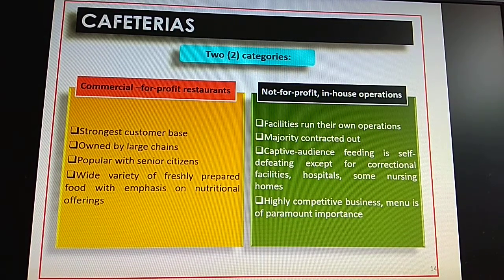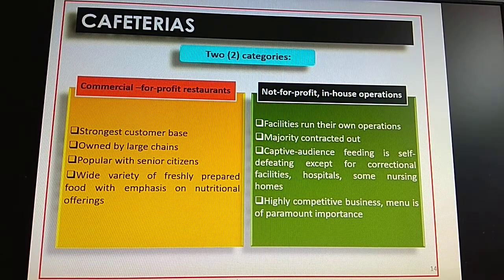Not-for-profit in-house operations. Facilities run their own operations. Majority is contracted out, and captive audience feeding is self-defeating, like I mentioned earlier, except for correctional facilities, hospitals, and some nursing homes. Nursing homes refers to rumah orang tua. And then highly competitive business. The menu is of paramount importance.